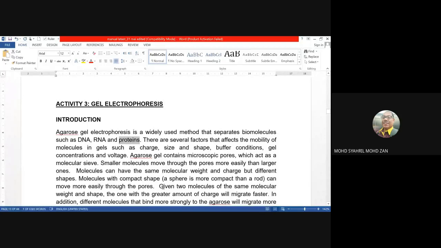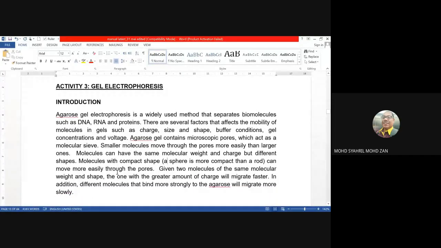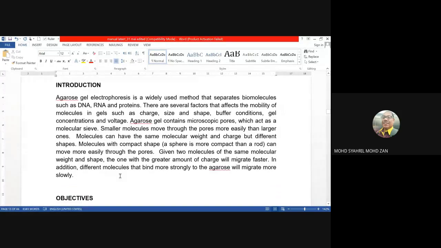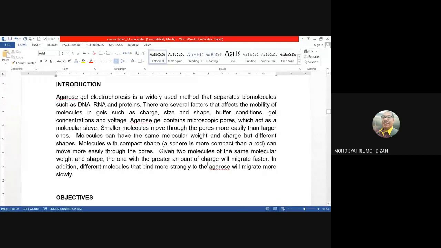Okay. So molecules can have the same molecular weight and charge but differ in shape. Molecules with a compact shape, for example, a sphere is more compact than a rod, can move more easily through the pores. So between a rod and a sphere, the sphere passes through more easily. Given two molecules of the same molecular weight and shape, the one with the greater amount of charge will migrate faster. In addition, molecules that bind more strongly to the agarose will migrate more slowly.